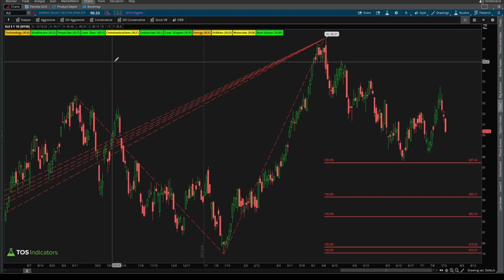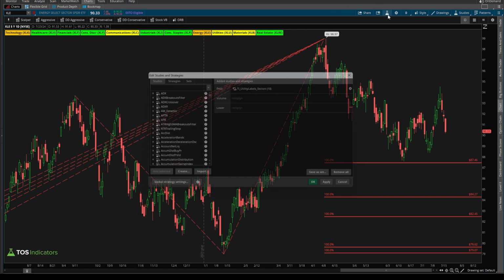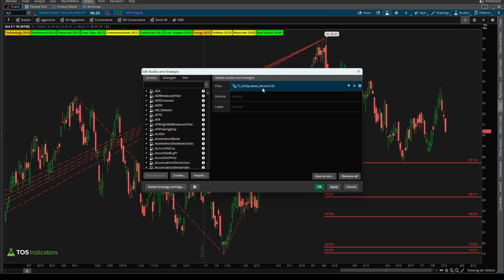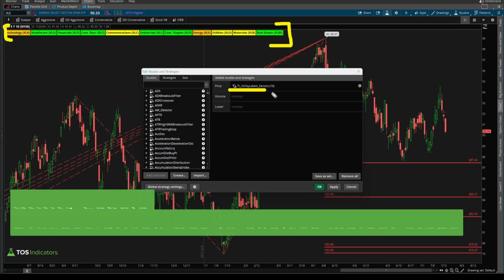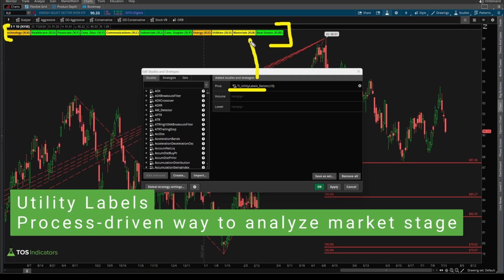I hope this video was helpful for those of you looking for a quick way to use our utility labels indicators to make sense of what's happening in the market. It's a few simple labels, but it's a very systematic and process-driven way to understand what are each of the sectors doing and where are their opportunities.